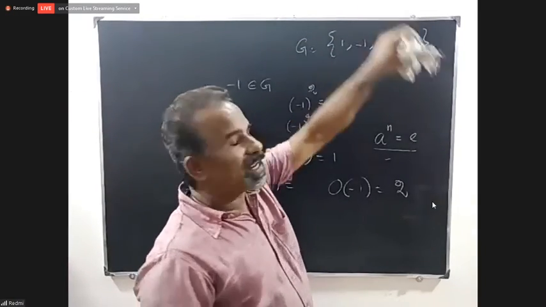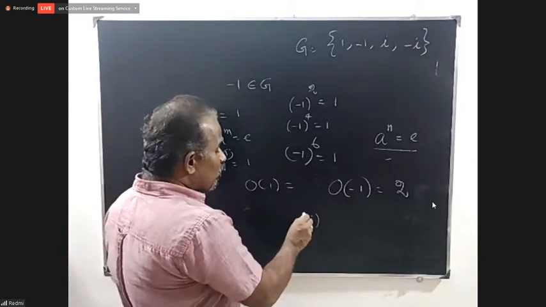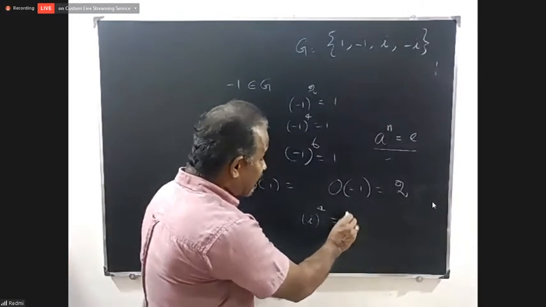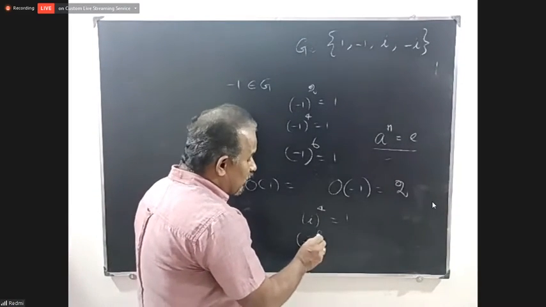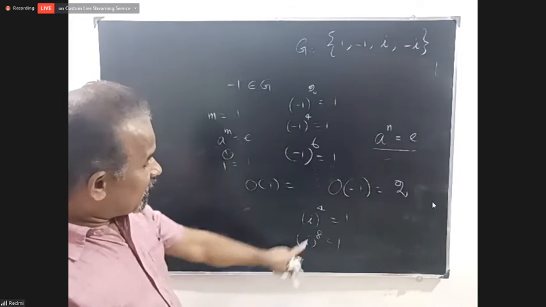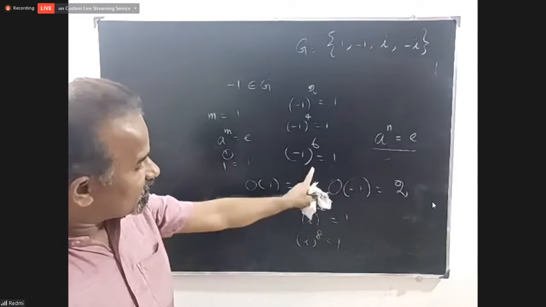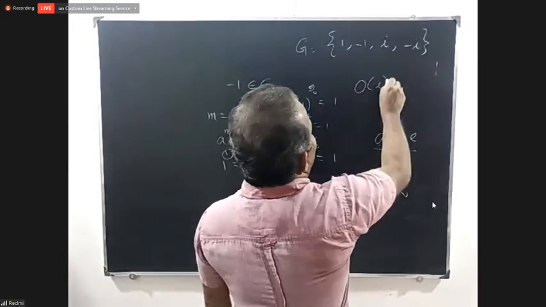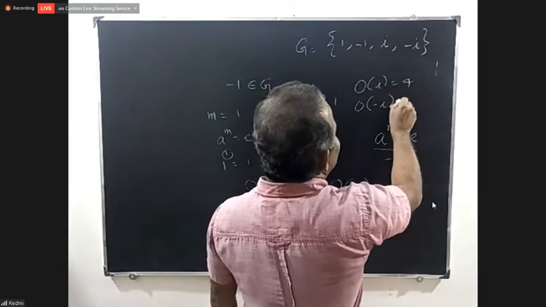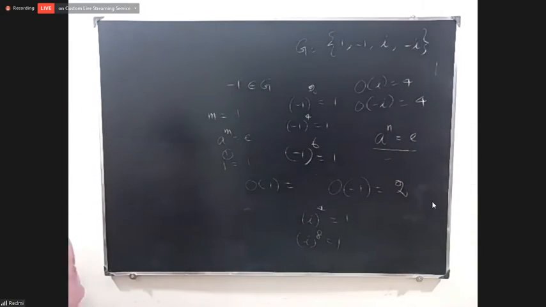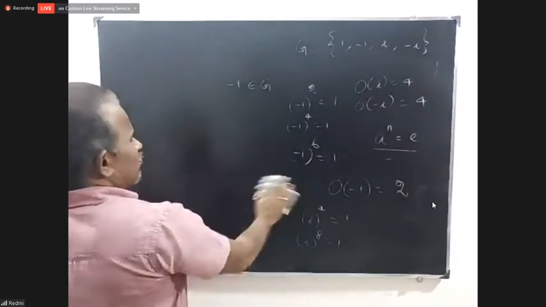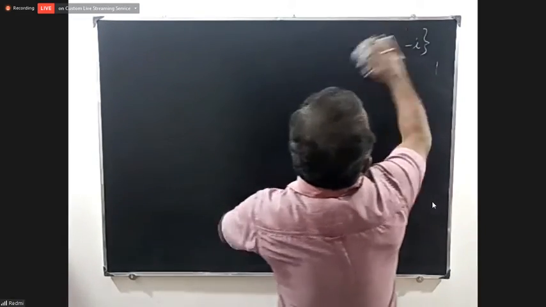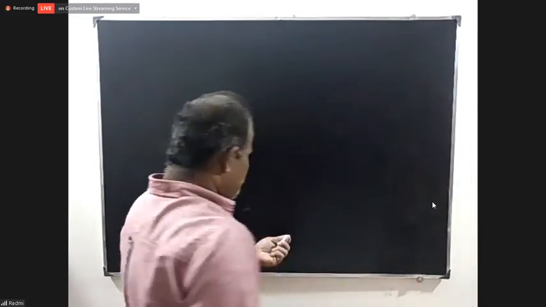Similarly, what about i? i squared is minus 1, so i power 4 is equal to 1, the identity. Then i power 8 is equal to 1, identity. So here there are many integers satisfying this condition. The least positive integer is 4. So the order of i is equal to 4. Similarly, the order of minus i is also equal to 4. Okay. So this is the order of an element, that is most important. This is the group with multiplication.